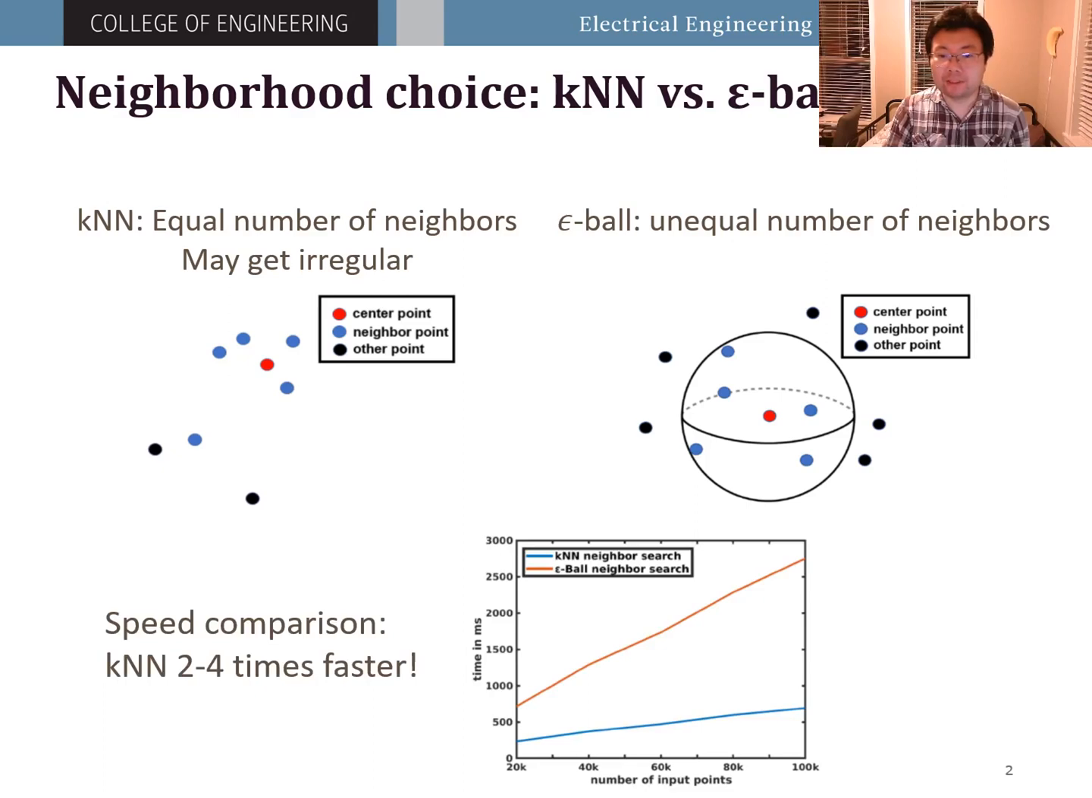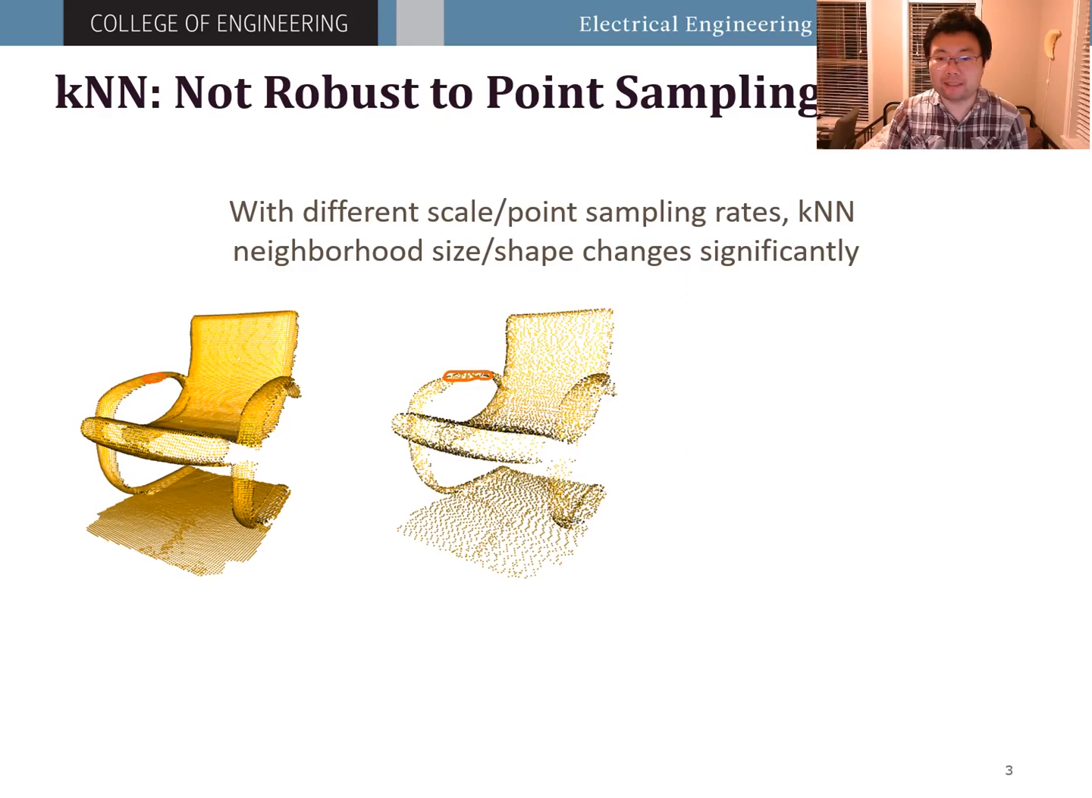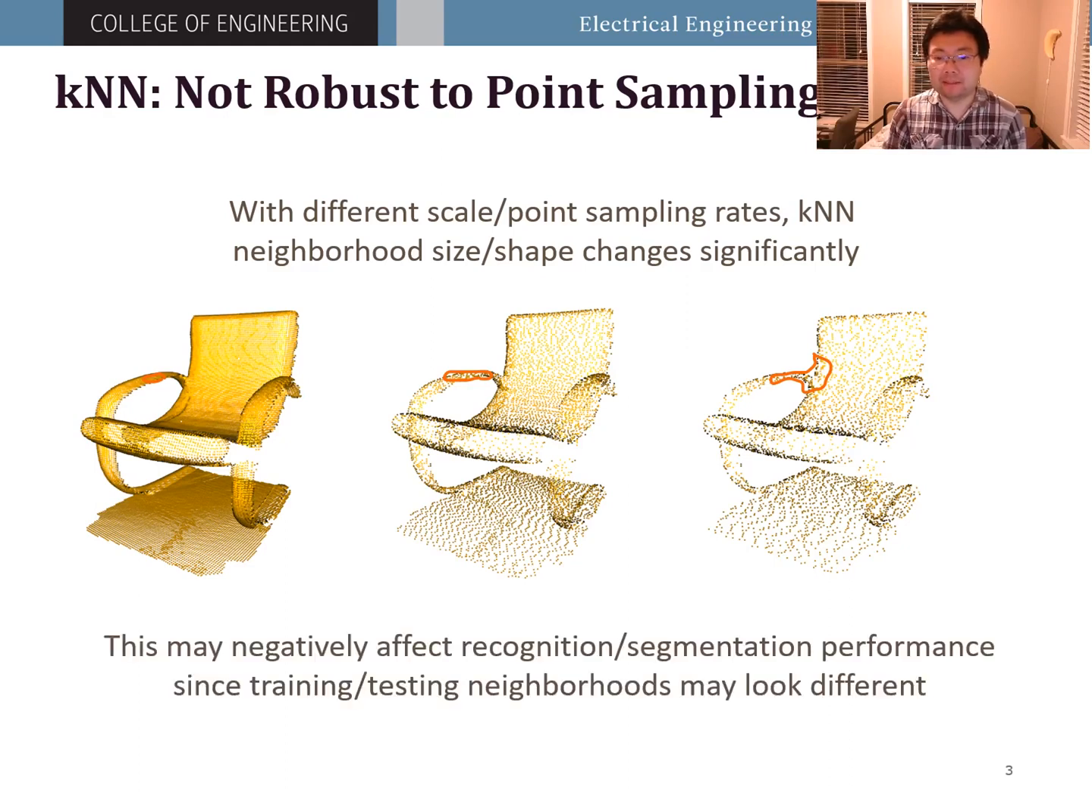Besides, when we do a speed comparison, we can see that k-nearest neighborhoods are usually 2 to 4 times faster. Because of this, we would like to be able to use k-nearest neighbors as a neighborhood choice. However, k-nearest neighborhoods are not very robust. As one can see, if we just simply change the point sampling rate, then the size and the shape of the k-nearest neighborhood would change significantly. This may also happen between training and testing neighborhoods, and thus negatively affect recognition and segmentation performance.